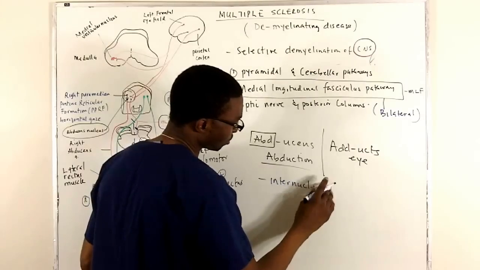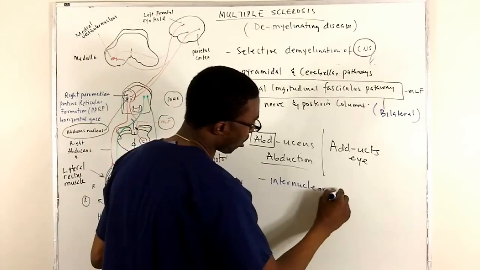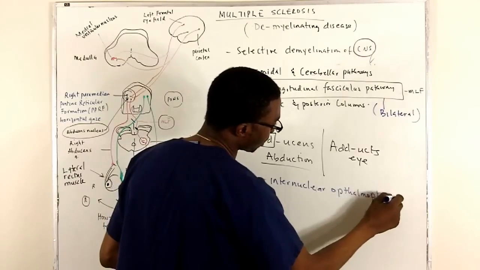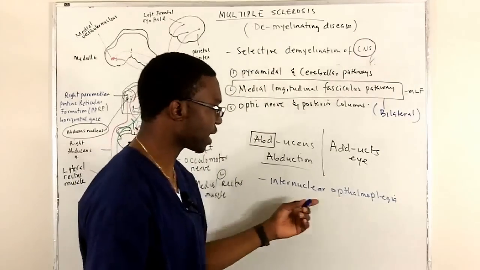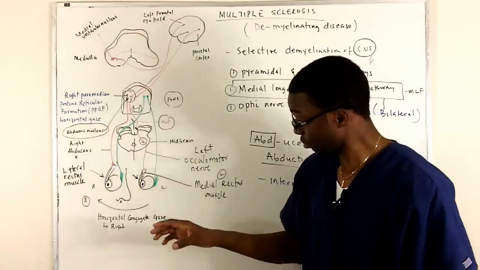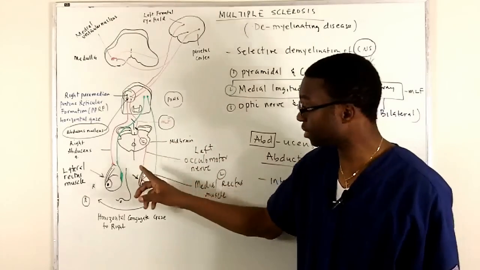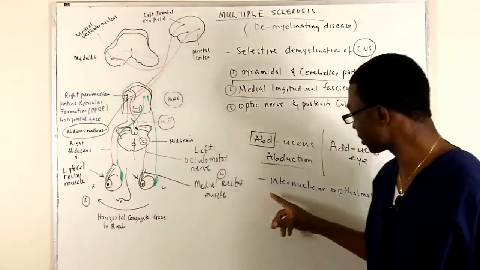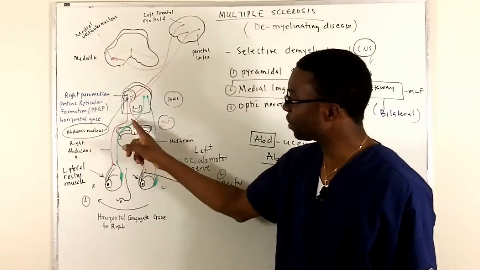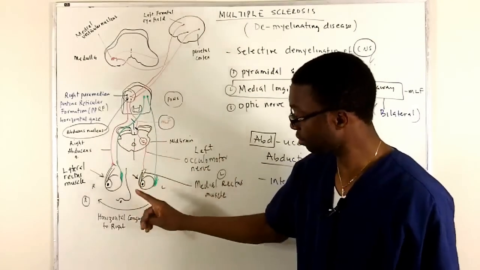Internuclear ophthalmoplegia. Plegia means weakness, eye weakness. Internuclear, inside the nucleus. Now, let's take a look and explain this. What does internuclear ophthalmoplegia mean? It simply means when I damage both MLF.